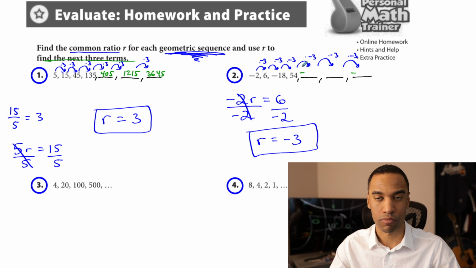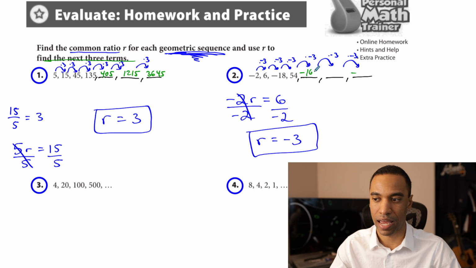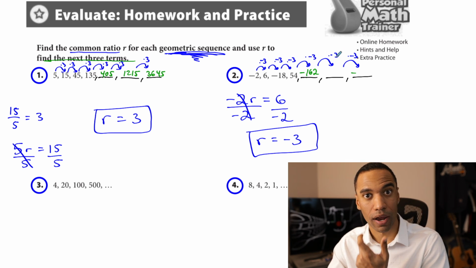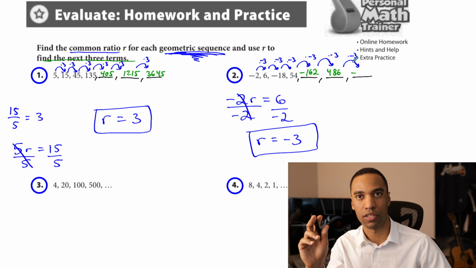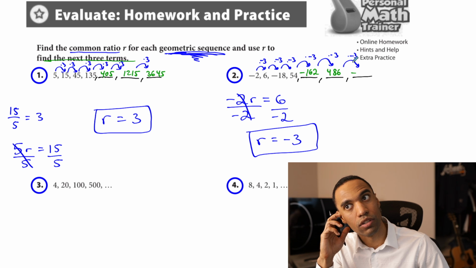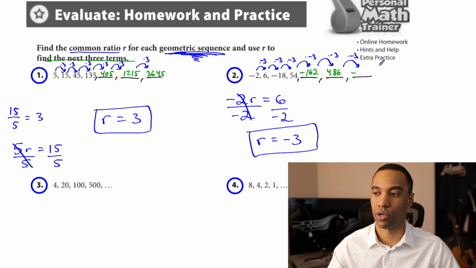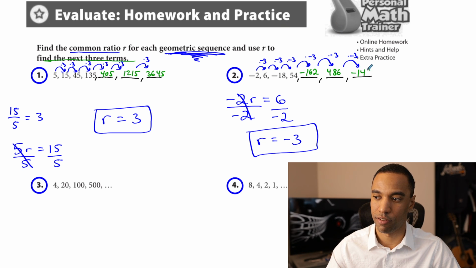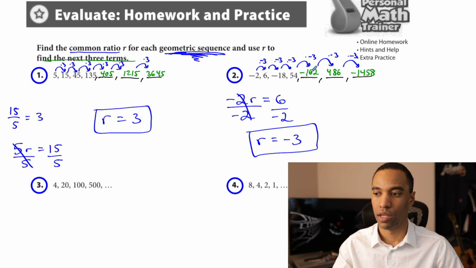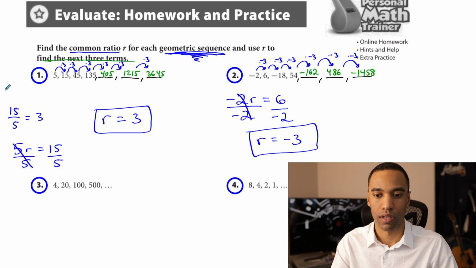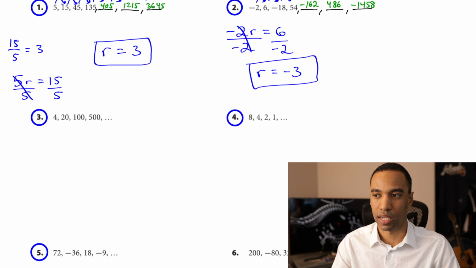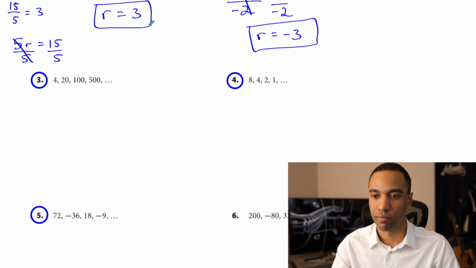Okay, 54 times 3 is 162. Therefore, that number is negative 162. 162 times 3 is 486, and that'll be positive 486. And 486 times 3, you'll have to give me a second on this one. 12, 14, 1458. So this will be negative 1458. I think that's correct. So those are the next 3 terms in the list as we continue to multiply by negative 3.